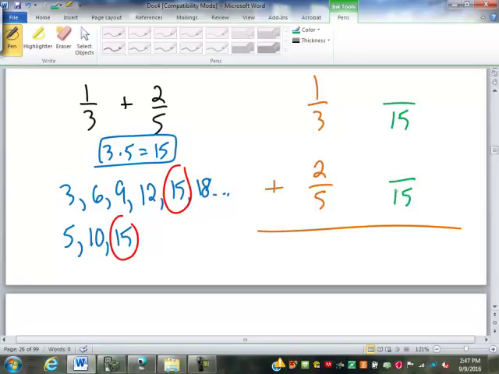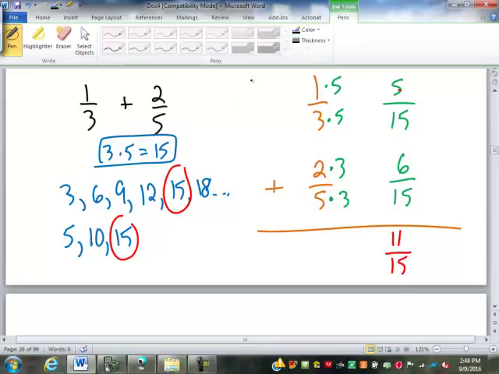We have to change both of these fractions to 15ths. What did we do to the 3 to turn it into a 15? Multiply by 5. So our 1 has to be multiplied by 5 to make 5. What did we do to our 5 to turn it into a 15? Multiply by 3. Perfect. So 2 times 3 makes 6. So now it's just 5 plus 6 is 11. When we add numbers, we combine the counts. So 5 plus 6 is 11, but we keep the same name, 15ths.